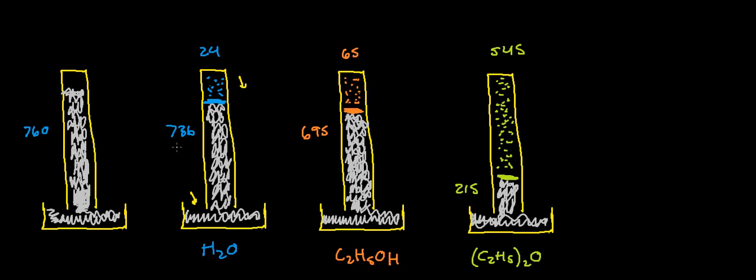So what I can do is calculate the vapor pressure of something that's in here by subtracting the new reading of the mercury from what it would be at atmospheric pressure. So I subtract 736 from 760 and I get 24. So the vapor pressure of water is 24 millimeters of mercury. So next is ethanol, this regular drinking alcohol. It has a vapor pressure of 65 millimeters of mercury.